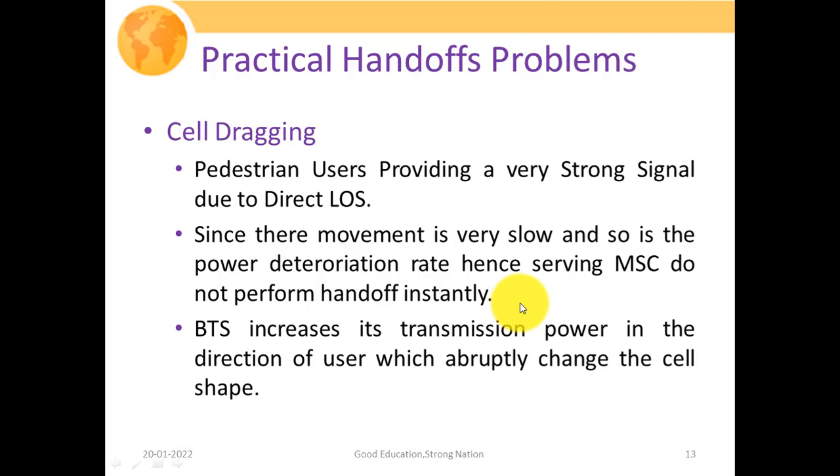So in this situation, when the user is moving from one cell to another, they will basically drag out the boundary of one cell into another cell, which will provide interference to the other users. Due to this cell dragging, your cell shape will get changed, and it will provide some interference power to the other users who are lying in another cell. So just in order to limit this cell dragging, the MSC must handle this handoff situation properly.